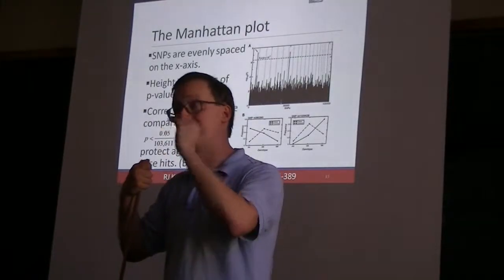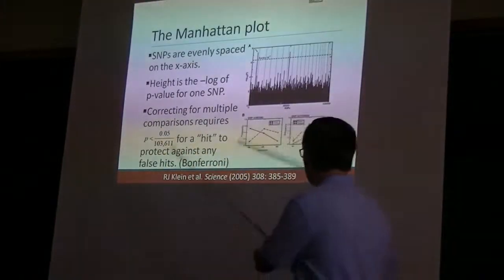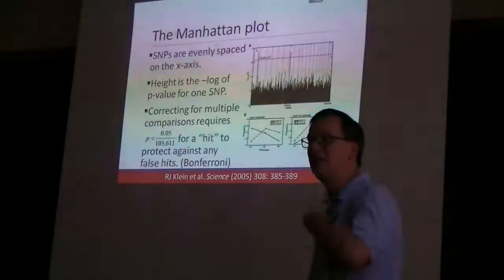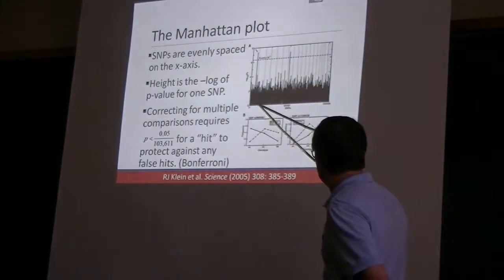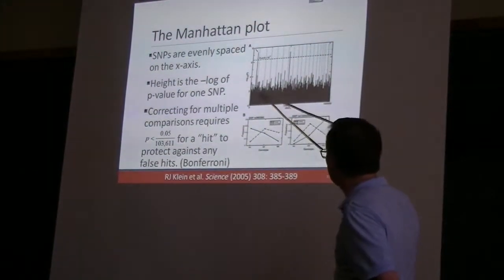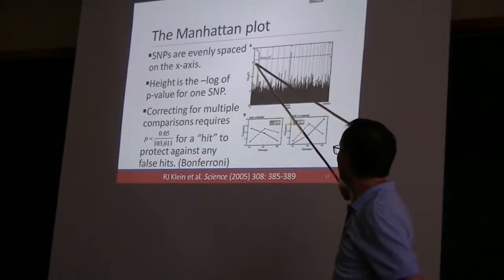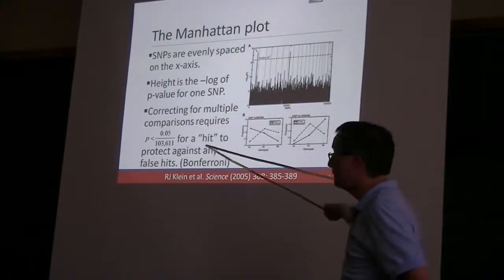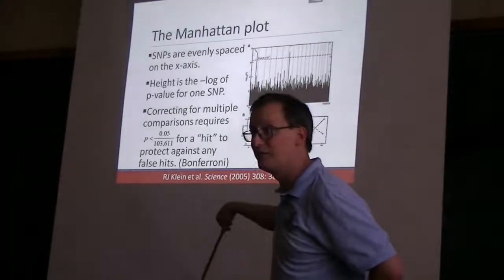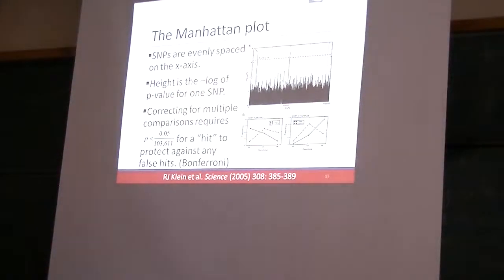Okay? So Manhattan plots are very important. Introduced right here. You can see how they're interpreted. We have all of our genes and the p-values associated with them on a negative log scale. We have a threshold drawn across here that reflects multiple testing correction. Questions?